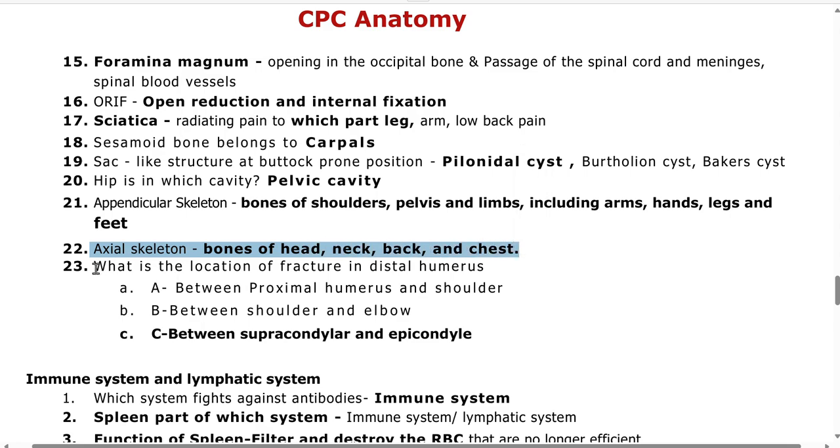23. What is the location of fracture in distal humerus? A. Between proximal humerus and shoulder. B. Between shoulder and elbow. C. Between supracondylar and epicondyle.